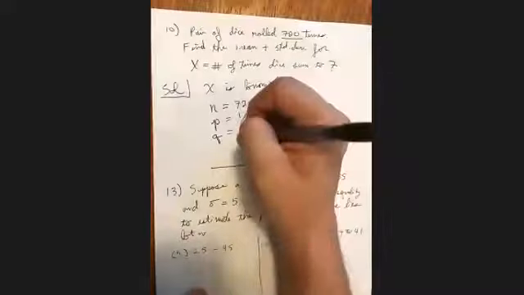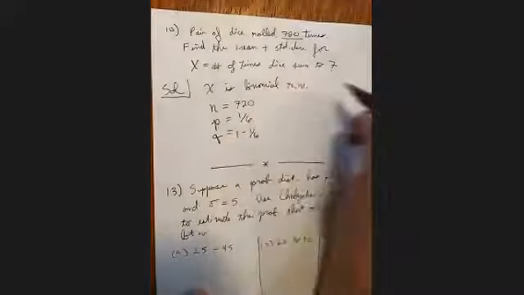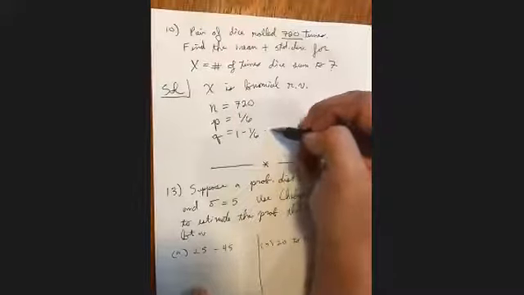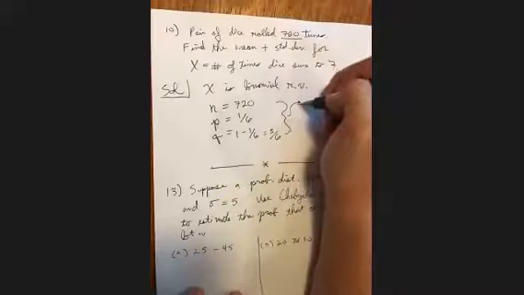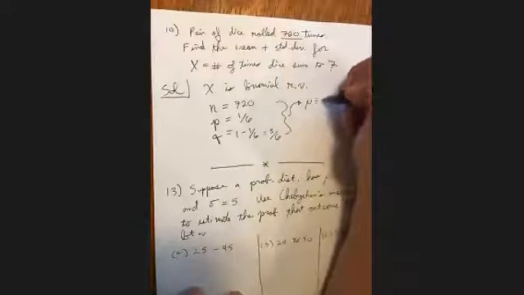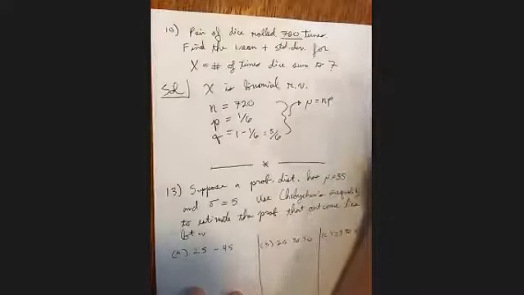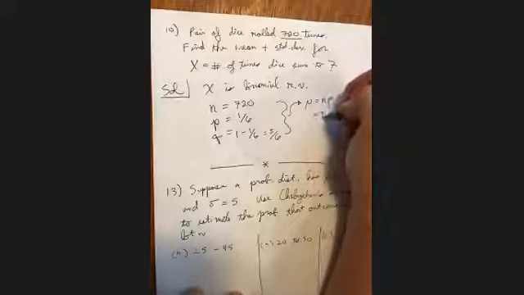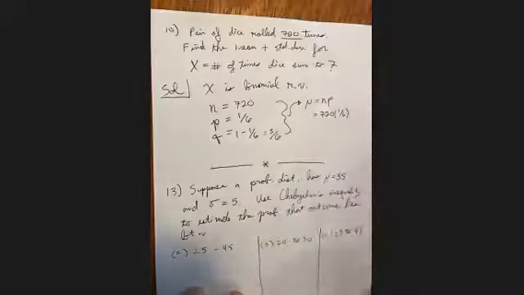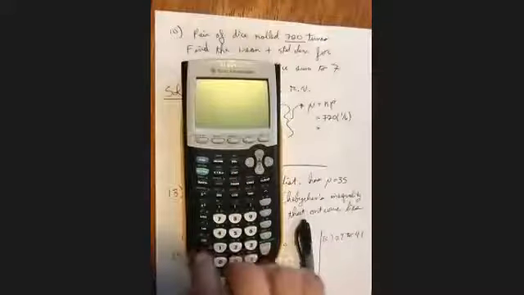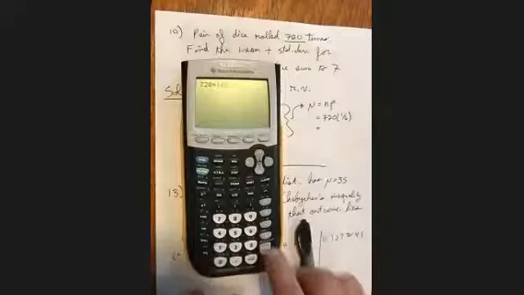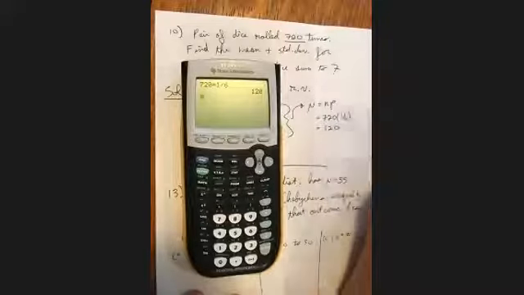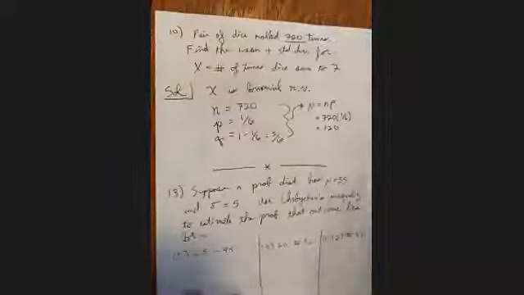Once we know the probability of success, the probability of failure is just 1 minus the probability of success. So that's 5/6. So from here, we can compute the mean, which we know is n times p for a binomial. So that's 720 times 1/6. So we punch that into the calculator. 720 times 1/6 is 120. So we have a mean of 120.